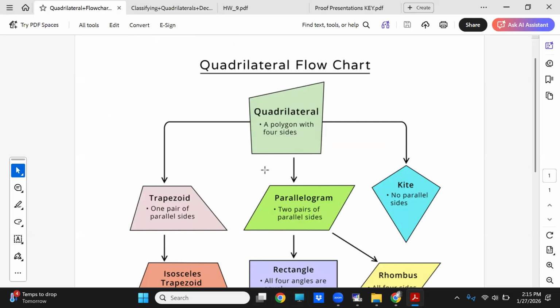Okay, so this is what we call a quadrilateral flow chart.